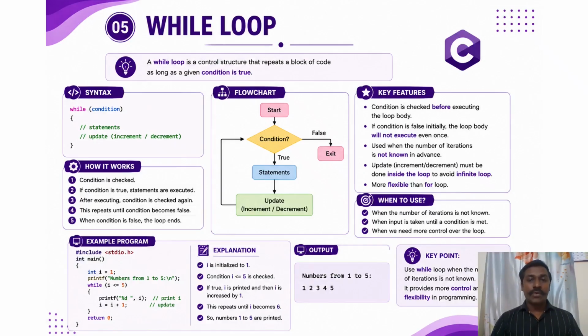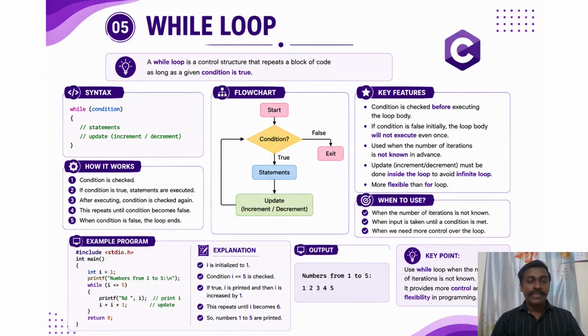So what happens now? First the condition is checked before executing the loop body. If the condition is false, it will not run anything; it will come out of the loop. If the condition is true, then it will run the statements. Then at the end of the statements it will update, whether increment or decrement, inside the loop to avoid an infinite loop. So it is more flexible than the for loop.